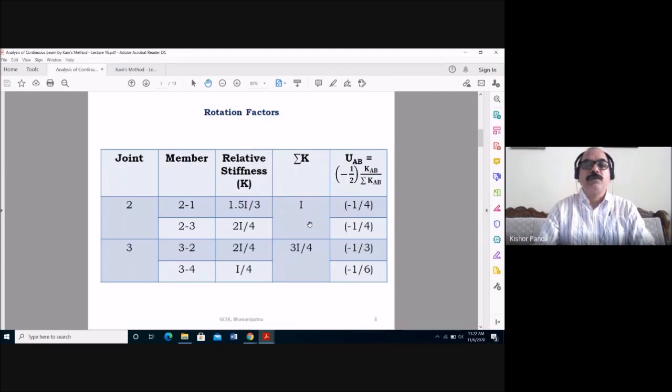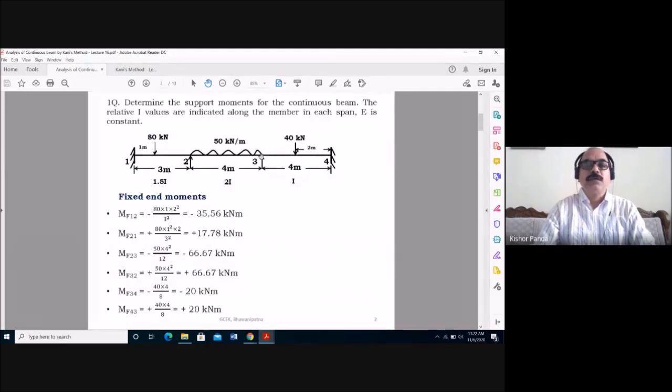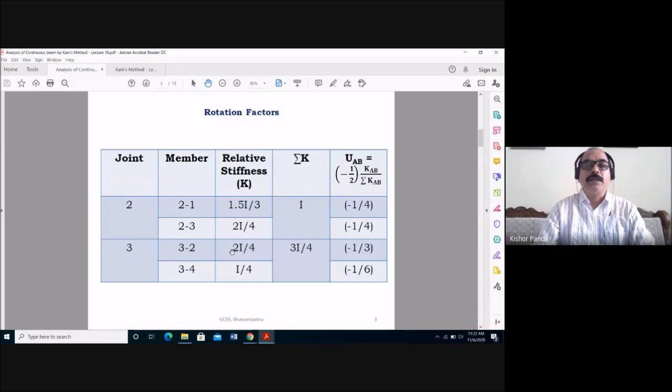Similarly, find out the relative stiffness of joint 3. At joint 3, how many members meet? Two members meet, 3-2 and 3-4. You know the relative stiffness of 3-2 and of 3-4. So K3 is equal to K32 plus K34. The relative stiffness of 3-2 is 2I by 4, and the relative stiffness of 3-4 is I by 4. After adding these two, you get the relative stiffness of the joint. So the summation of K is 2I by 4 plus I by 4, equal to 3I by 4.